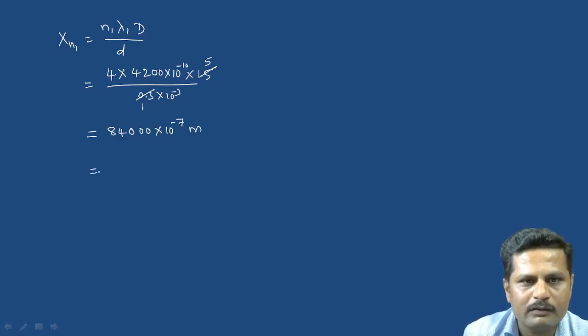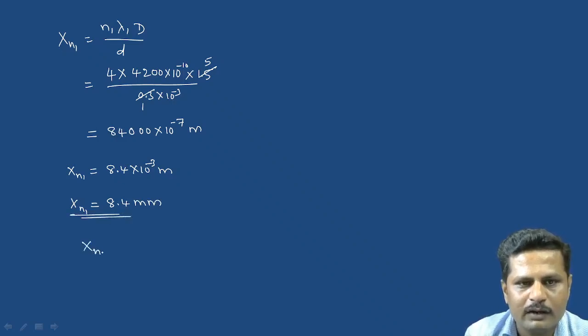and this can be written as 8.4 into 10 to the power of minus 3 meter. This is the distance, or else we could write distance of the n1 is equal to 8.4 millimeter. So they are coinciding now, therefore we can write xn1 is equal to xn2, which is equal to 8.4 millimeter.